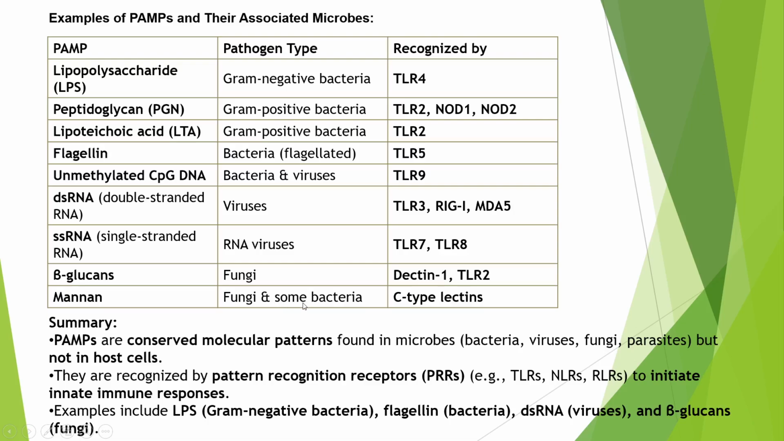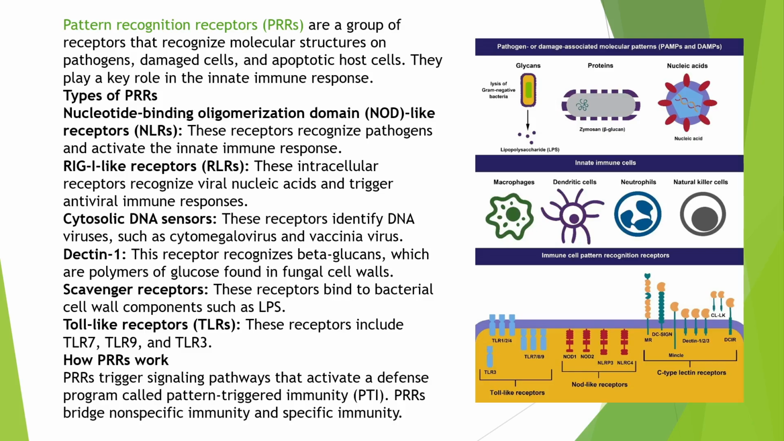Mannan, which is detected by C-type lectins, is present in fungi and some bacteria. So basically, PAMPs are conserved molecular patterns found in microbes but not in host cells. They are recognized by PRRs to initiate the immune response. The examples are whatever we saw here: LPS, flagellin, dsRNA, beta glucans, etc.